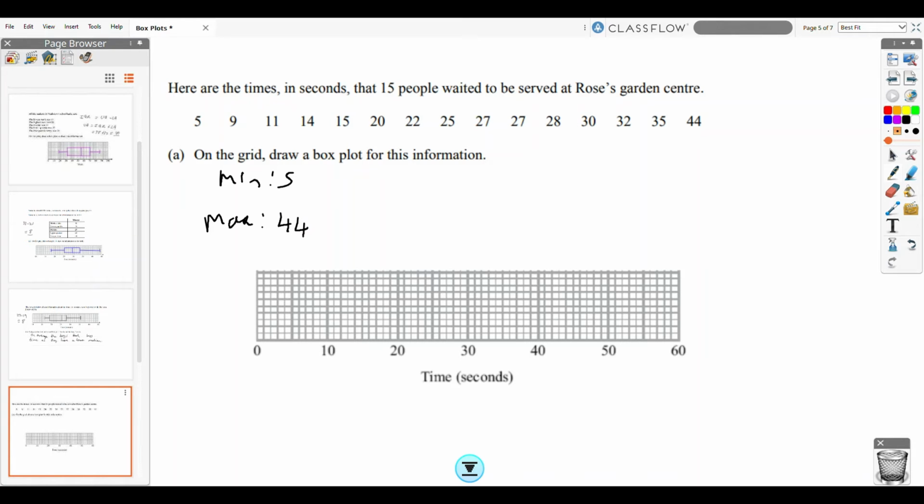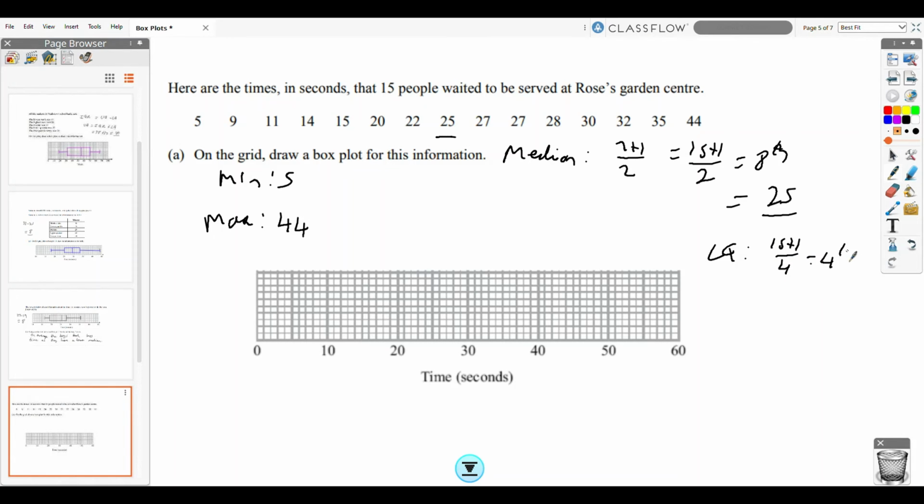So because this is a listed value, you're going to be using your n+1 formulas. So we'll start off with the median. For the median, it's going to be at the (n+1)/2. Now we know there are 15 people, so (15+1)/2 means we look for the 8th person. So 1, 2, 3, 4, 5, 6, 7, 8. So that's 25. Similarly for the lower quartile, we're going to be doing (n+1)/4.